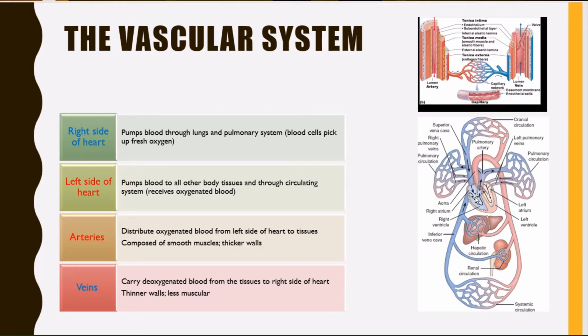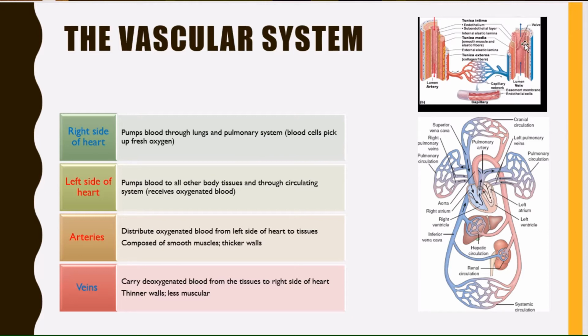The difference between the artery and the vein: the walls of the veins are thinner and less muscular. The walls of the artery are thicker and composed of smooth muscles. So the arteries carry the blood to the extremities and the rest of the body. Then the veins carry the deoxygenated blood, especially when it comes to peripheral vascular circulation, from the extremities into the heart.